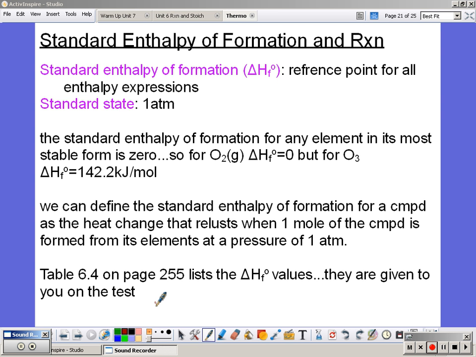So for oxygen as O2 gas, the standard enthalpy of formation is 0, but for ozone, O3, the standard enthalpy of formation is 142.2 kilojoules per mole. So it's only when it's in its stable form. We can define the standard enthalpy of formation for a compound as the heat change that results when 1 mole of the compound is formed from its elements at a pressure of 1 atm.